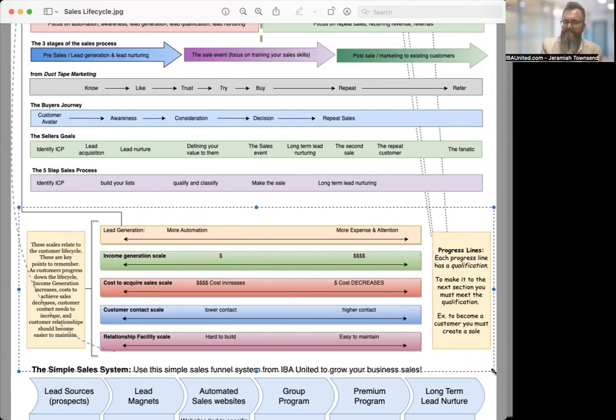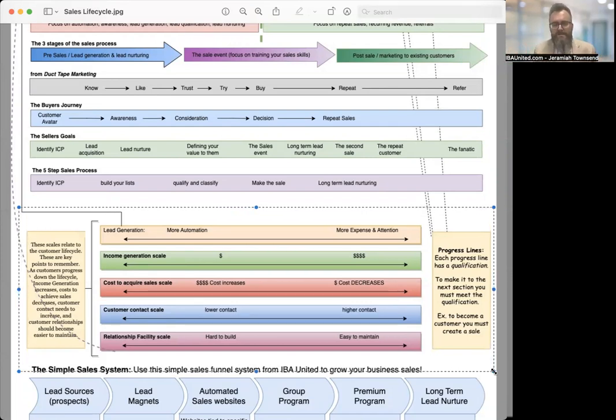When you're on the left-hand side of lead generation, you want to lead towards more automation. And when you lead on the right-hand side of lead generation, it's more expensive, and it's more about attention that you're giving people. It's really important. As you go both ways along this ladder, it's a scale from left to right. Looking on the income generation scale, when people are far on the left-hand side, when they're prospects, you ain't making money, but when they become fanatics, you make a lot of money.